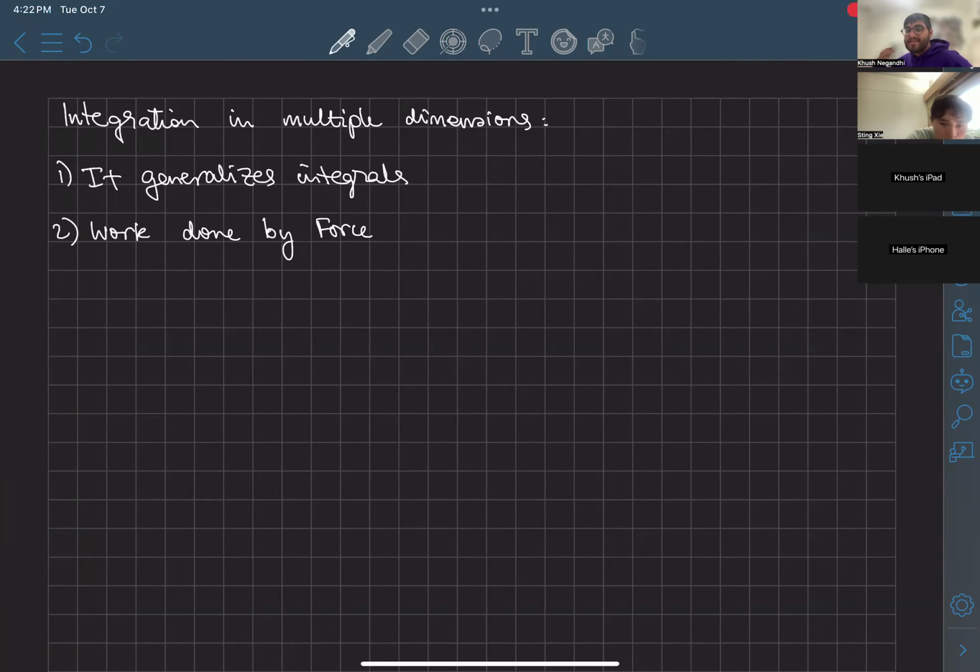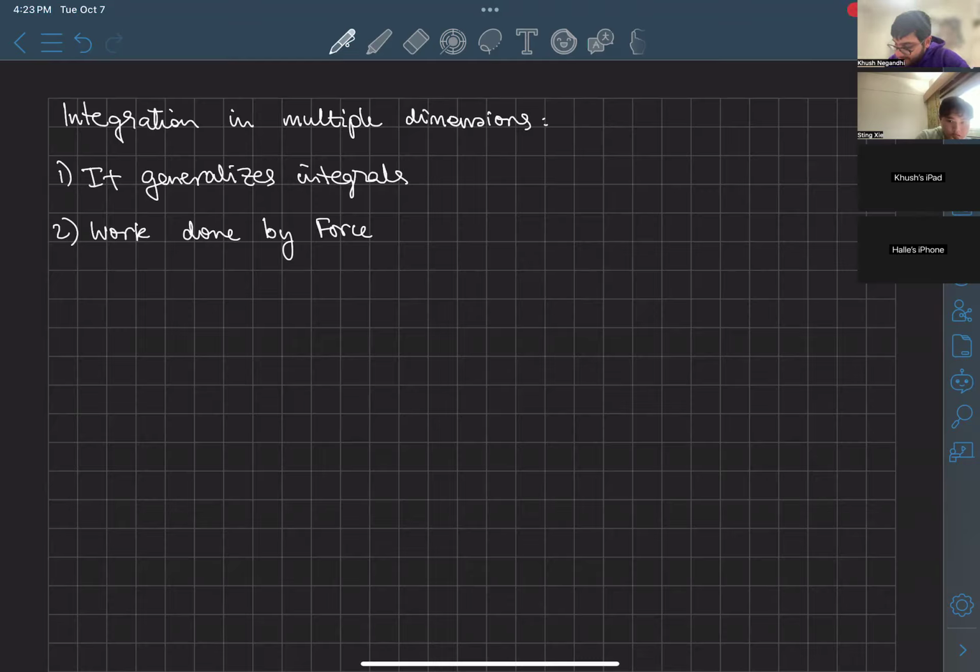So we see that there are many reasons why we would even care about defining the integral in multiple dimensions, right? Okay, so let's start with this. Let's start with this work done by a force.